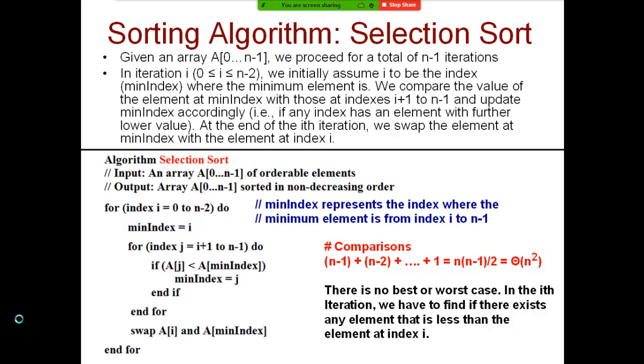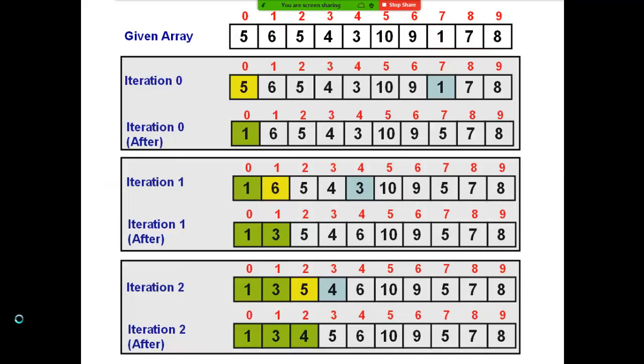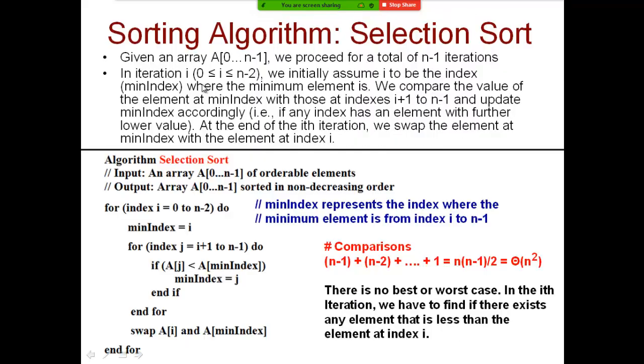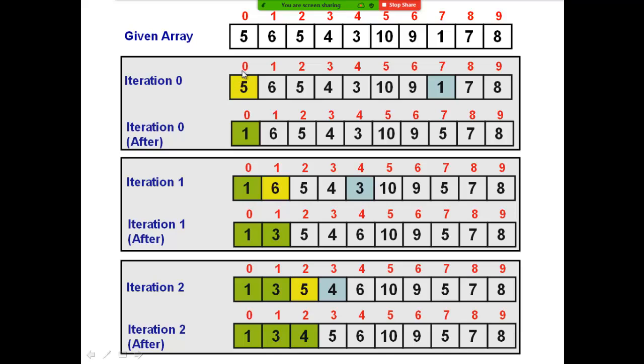So the idea is you go through a sequence of iterations, and in each iteration the iteration index is used as a loop index. So in iteration 0, corresponding to index 0, you are trying to find the minimum element starting from index 0 and bring that element to index 0. So that's what we are trying to do.